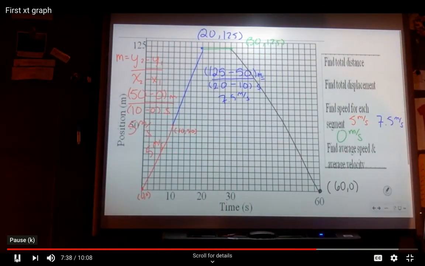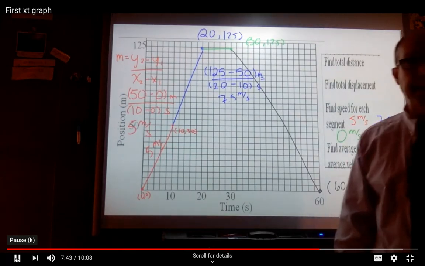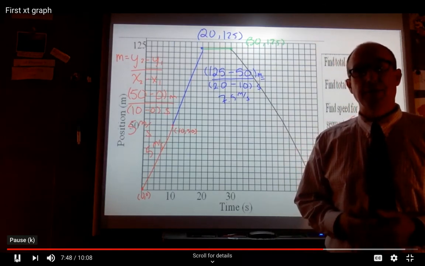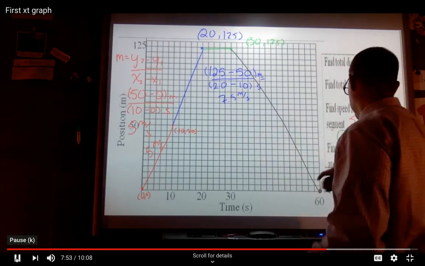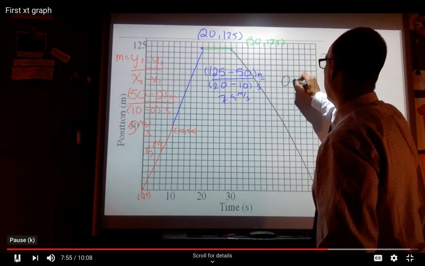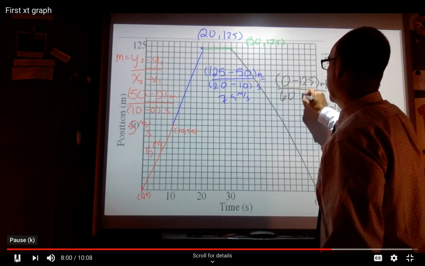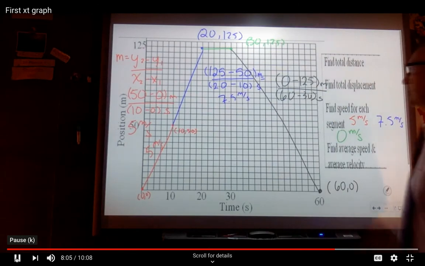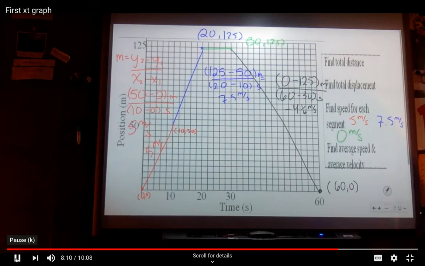All right, now I can find what the speed is in this one. Now this is a little bit tricky because speeds can't be negative. So I'm going to get a negative slope, but I'm going to take the positive value because speeds are always absolute values. Velocities can be negative, speeds can't. So in this case, I'm going to have 0 minus 125 meters over 60 minus 30 seconds. And this is going to give me negative 4 1/6 meters per second, but I'm going to take the positive.